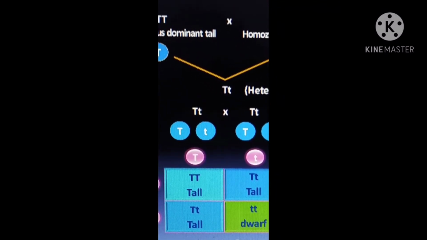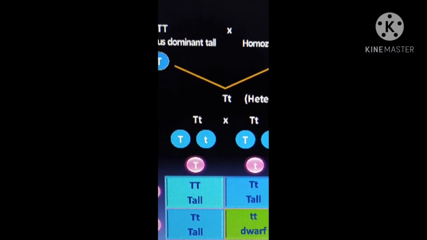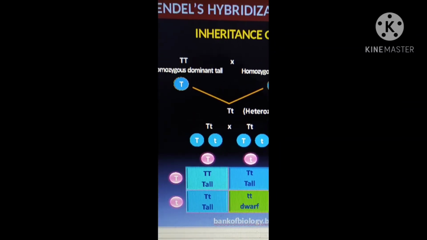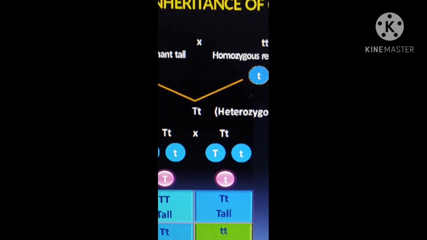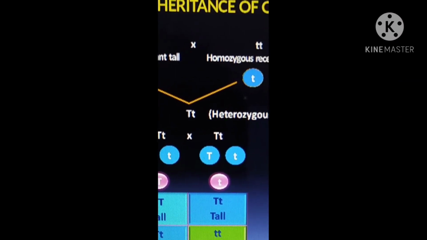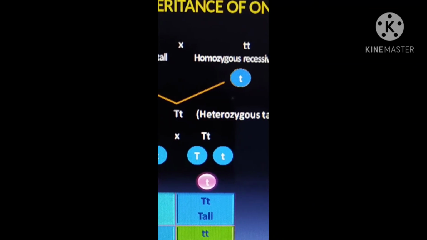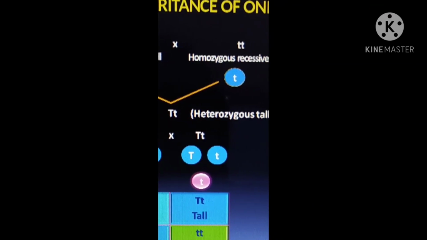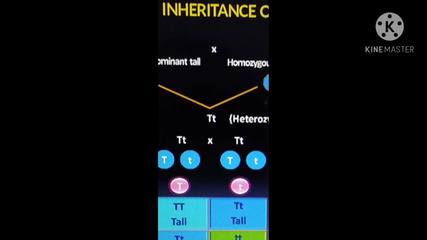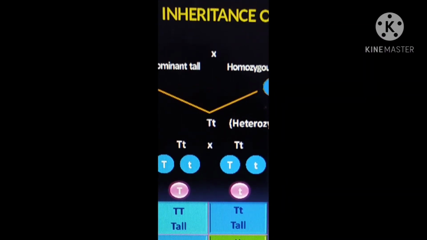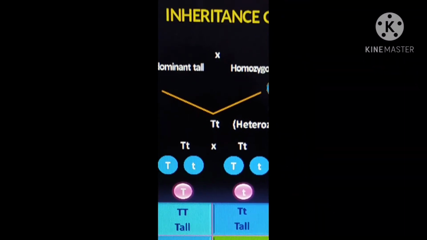Now see, when two alleles or traits live together, what happens here? The small character, the dwarf character, is not expressed. In the presence of capital T, the dwarf character represented by small t does not appear. So he called the character which appears the dominant character, and the character or trait which does not appear a recessive character. Tallness is the dominant character, dwarfness is the recessive character.